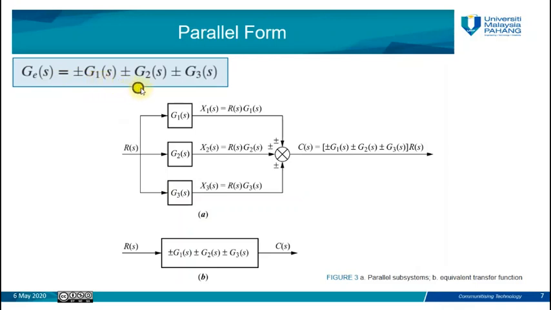In order to find the equivalent transfer function for this subsystem, G equivalent equals plus or minus G1, plus or minus G2, plus or minus G3. The sign of G1, G2, and G3 depends on what is the value here at the summing junction. If it's positive, it keeps positive. If it's negative, it becomes negative.